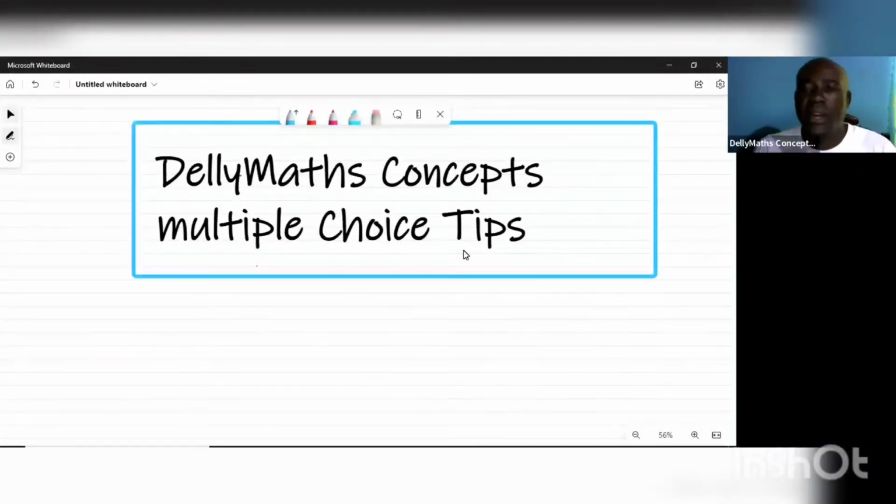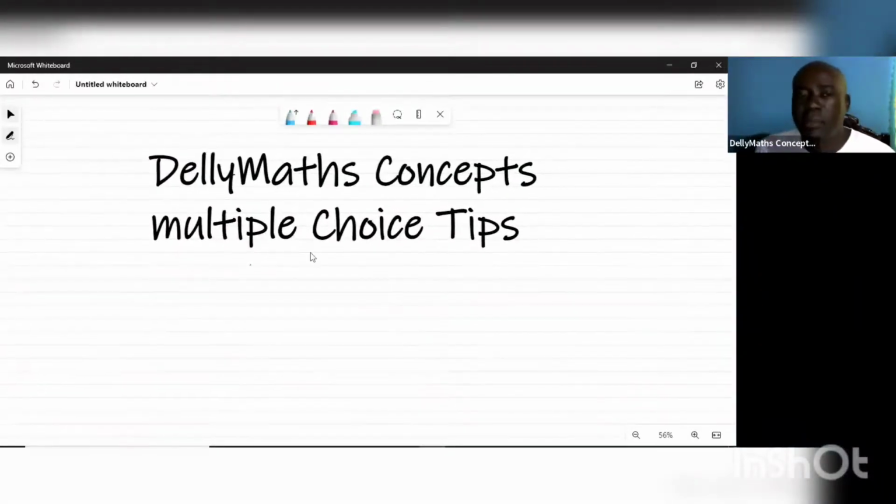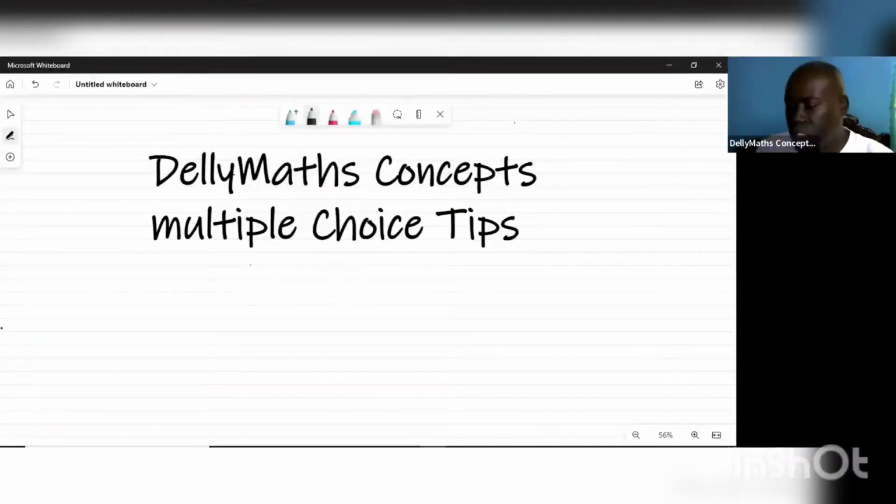You can't use your calculator in the multiple choice exam. So there are tips that we want to go through that will assist us in doing well on our multiple choice exam. There are some things that I'm going to point towards that I want us to focus on. So I'm going to be pointing towards a number of things. All right, so let's go.